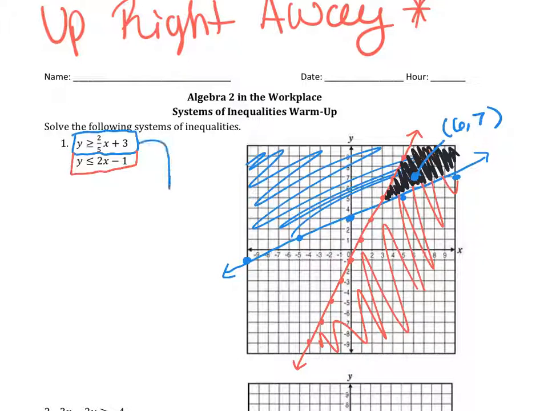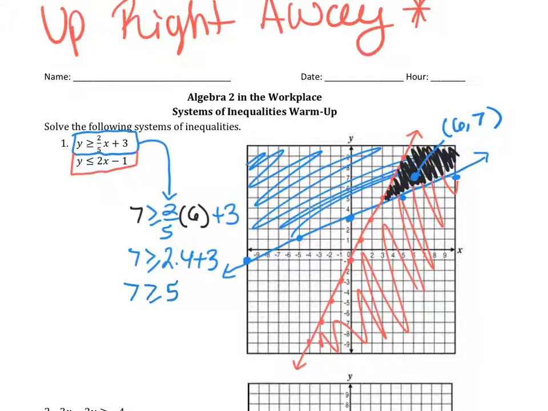And so then we can take that point and plug it in to both of our inequalities, 6 for x and 7 for y. So we'll have 7 is greater than or equal to 2/5 times 6 plus 3. So we'll have 7 is greater than or equal to, can someone in their calculator do 2/5 times 6 for me, please? 2.4, thank you. 2.4 plus 3, which will give us 7 is greater than or equal to 5.4.